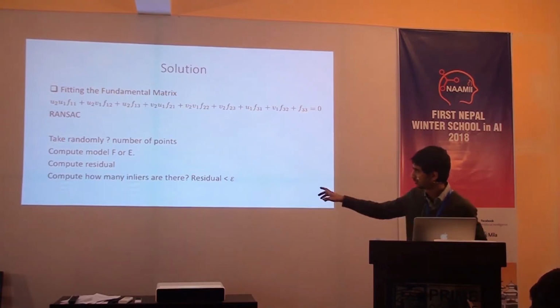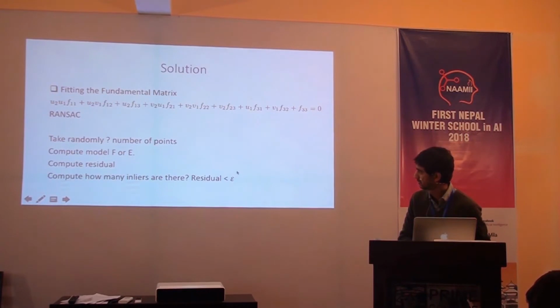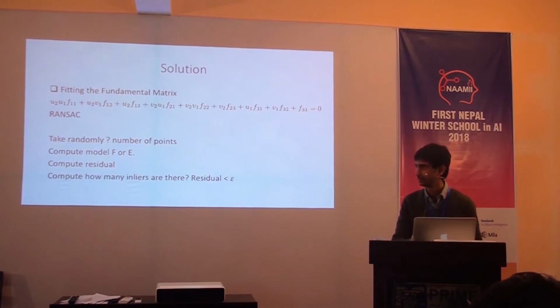So how much do you put this epsilon thing? It depends on your data and your problem. You have to see what threshold you want to put to reject outliers.